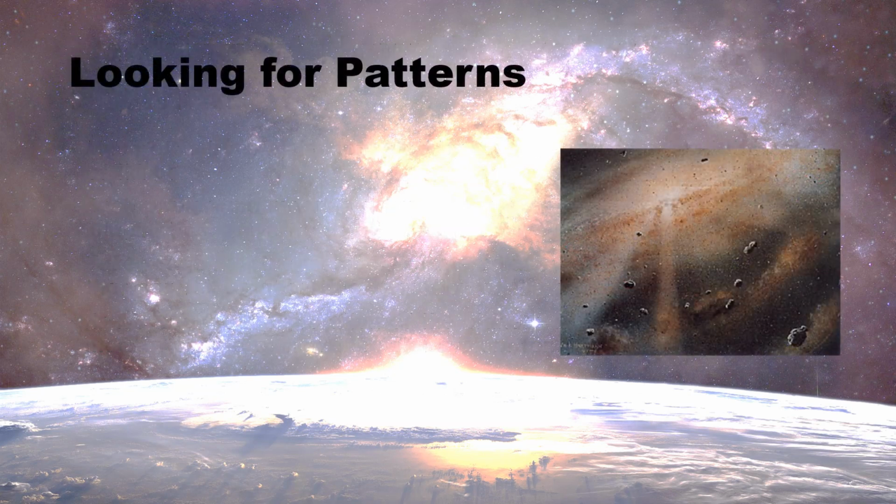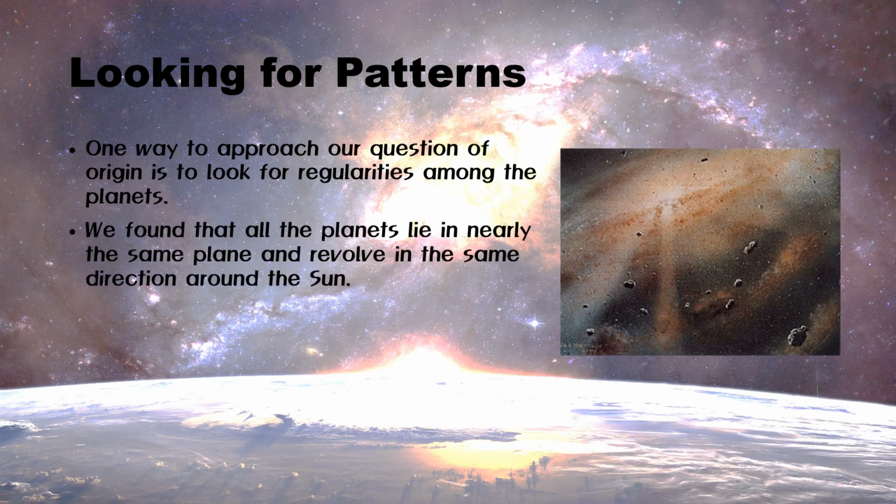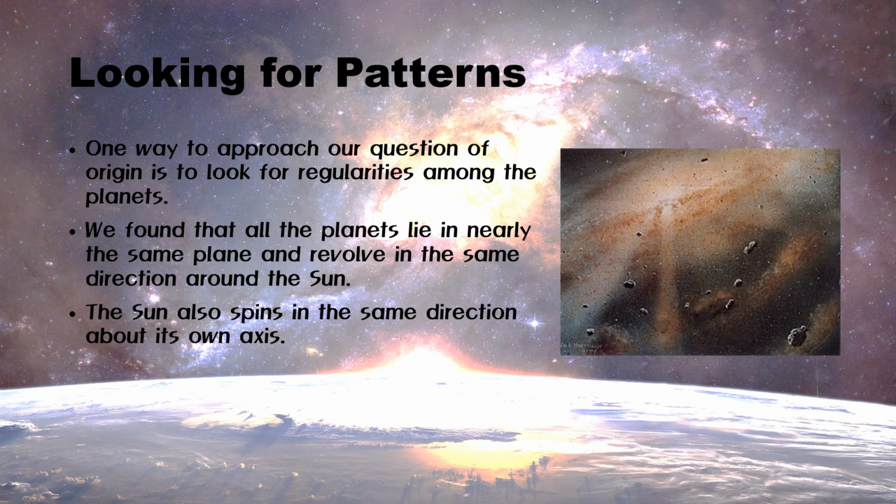So let's start by looking for patterns. One way to approach our question of the origin of our solar system is to look for regularities among the planets. For example, we found that all the planets lie in nearly the same plane and revolve in the same direction around the sun. Well, that is a pattern, right? So that might tell us, could there be something here? Another pattern we notice is that the sun also spins in that same direction about its axis. So the planets are all revolving in the same direction as the sun is turning on its axis.